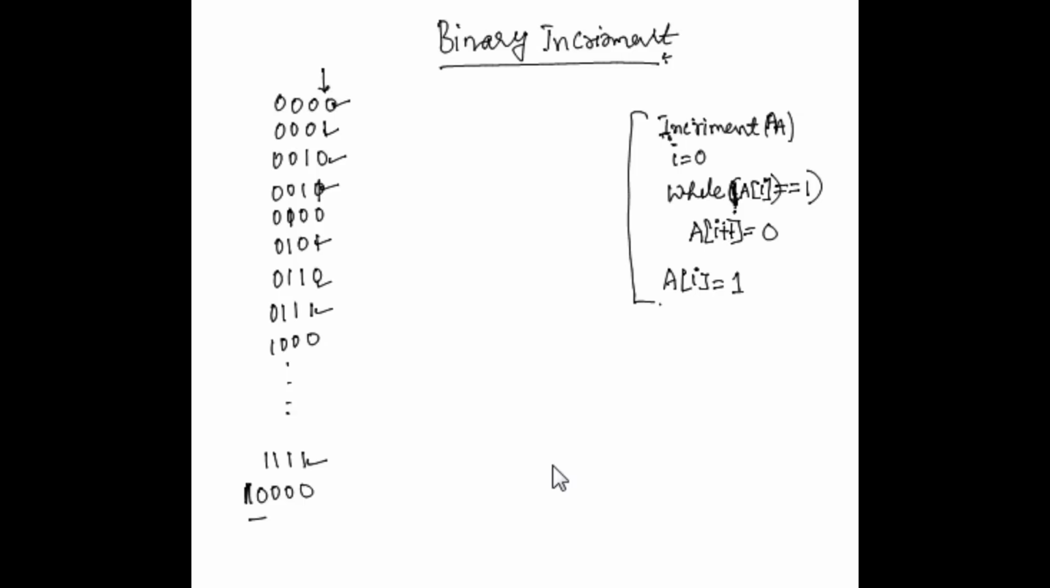You have an array which is maintaining this increment function. So for i equal to 0, as long as A[i] is equal to 1, you flip all the bits to 0. And at the end of this, when you come out of this while loop, A[i] is certainly going to be 0. I will flip it back to 1, and then the algorithm stops.